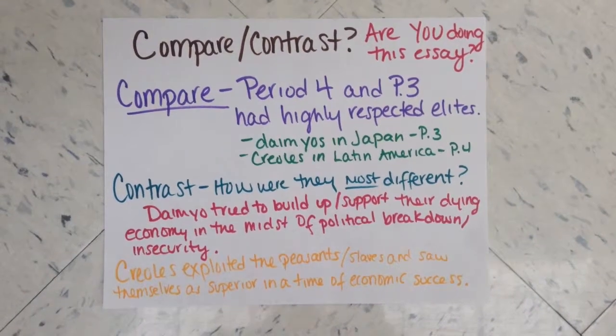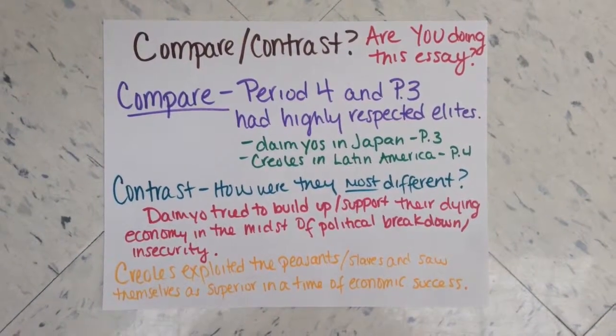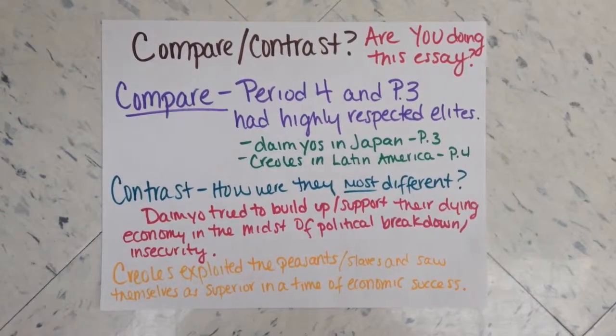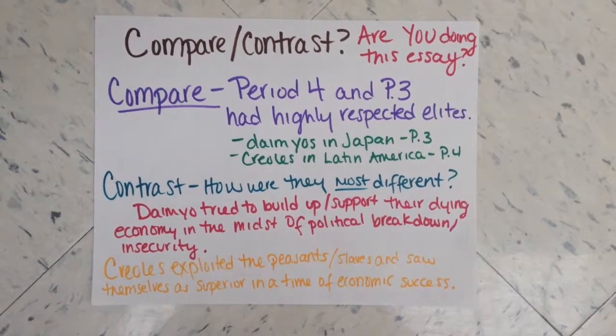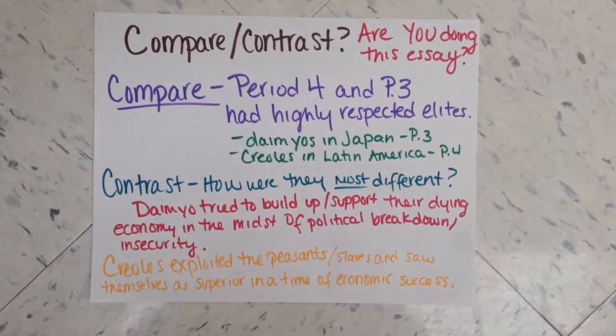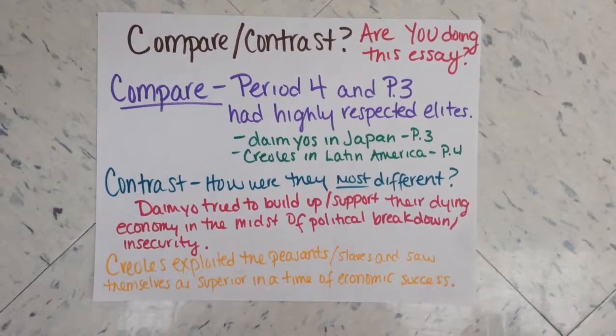Are you doing your compare and contrast essay and you don't know what to do? Don't freak out. It's really easy. So, first, find the thing that you're comparing. For example, Period 3 and Period 4 had highly respected elites, such as the daimyo in Japan and the Creoles in Latin America. And then you contrast. Just say, how are they the most different?